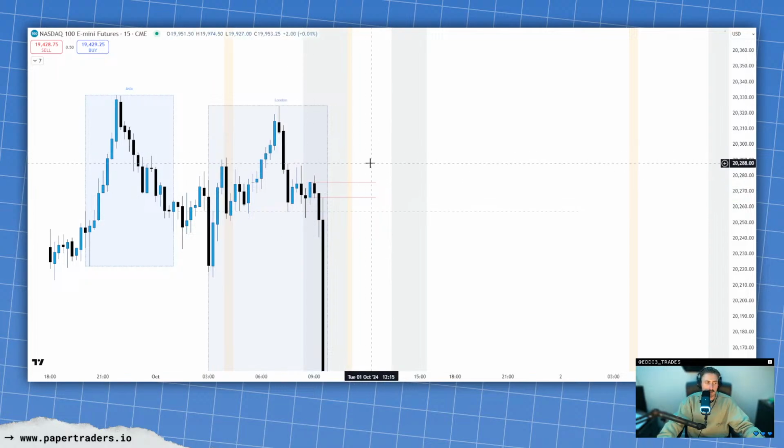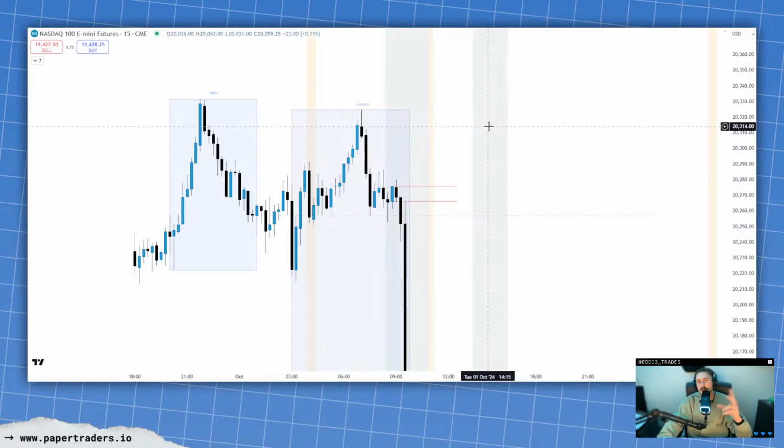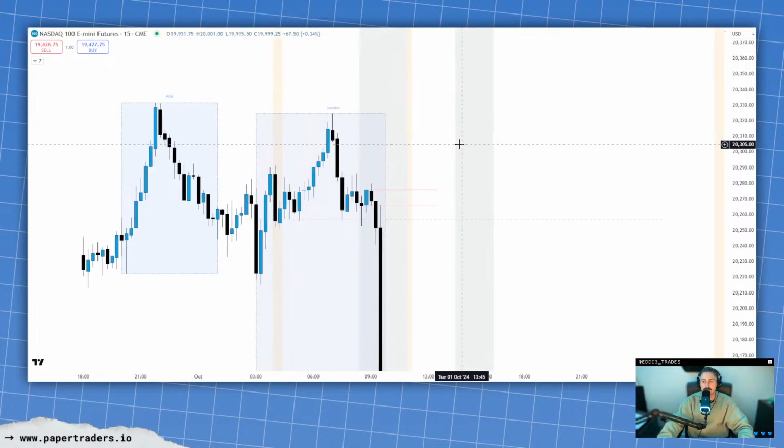Some people outline the wick, some people outline the body. I like to do the body because that shows you the actual orders, right? That's where actual liquidity sits. That's where the interaction between buyers and sellers actually has taken place. So we're looking for that, right? Once price closes below that, we see a move through it. Okay, now we can come up and retest that.